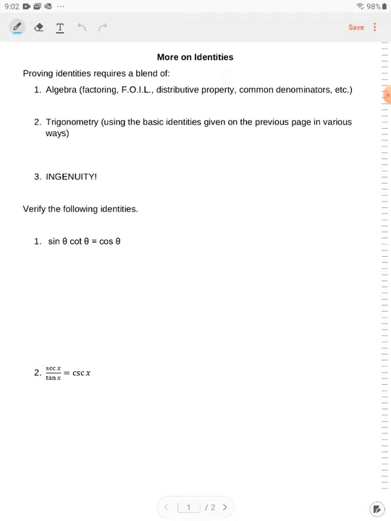So verify the following are identities. You start with one side and get to the other. You can't work on both sides at a time. So normally you want to start with the most complicated side. So we're going to look at number one, sine theta times cotangent theta.